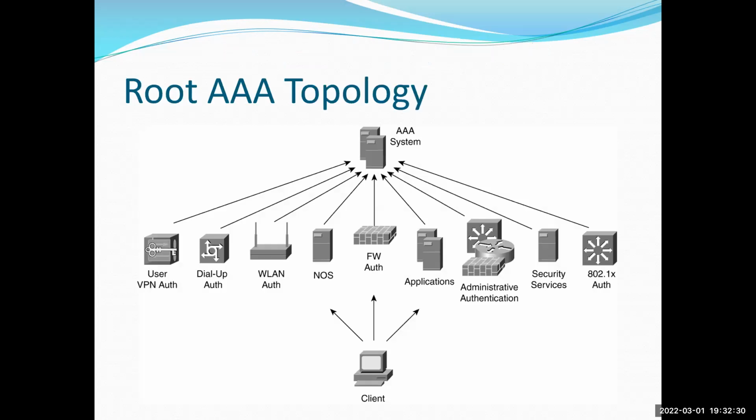So in the root AAA topology, all of these devices can connect to this type of RADIUS server, right? You have security devices like the ASA, administrative devices, firewalls, wireless LANs, VPN servers, where VPN servers could be their own devices, like OpenVPN, etc. But we're just going to use the built-in services, okay?